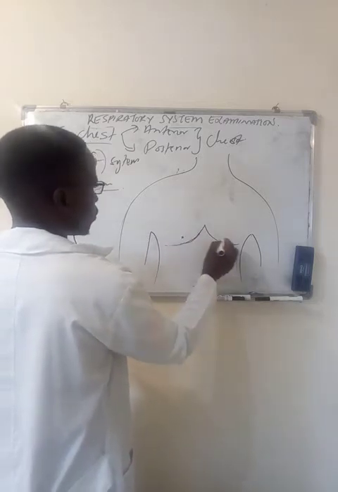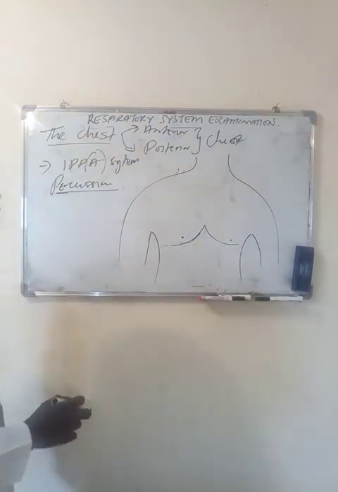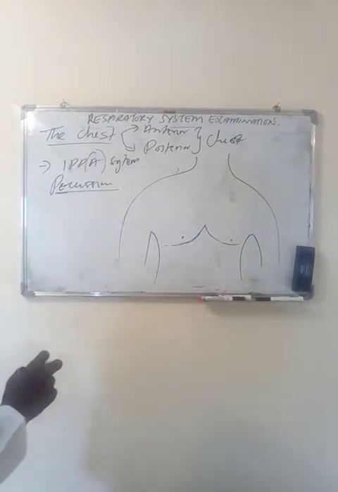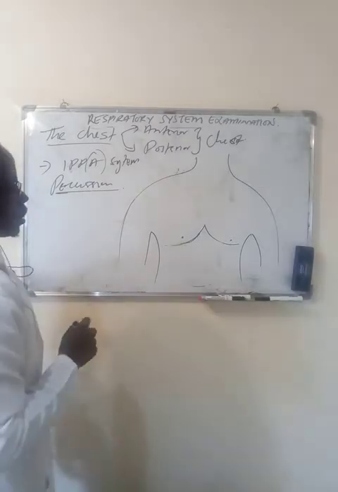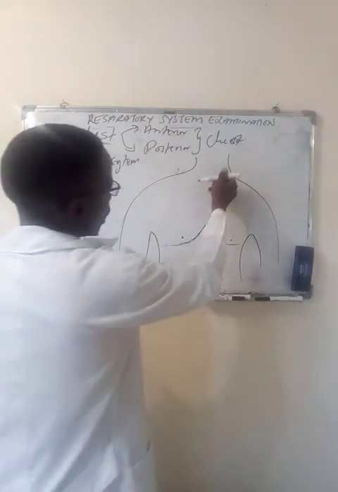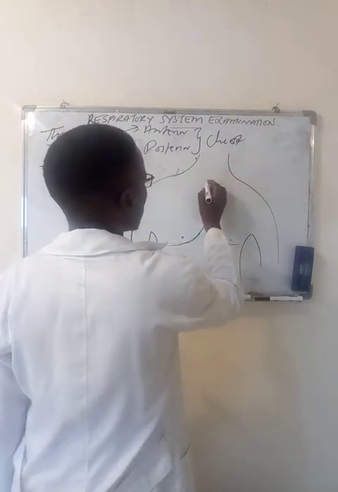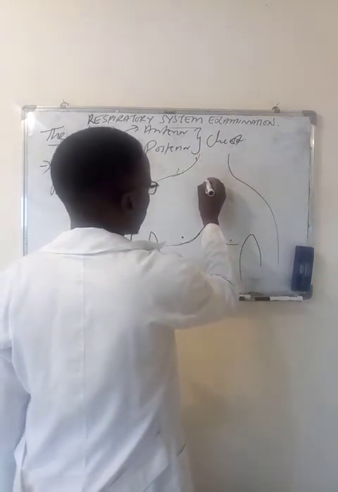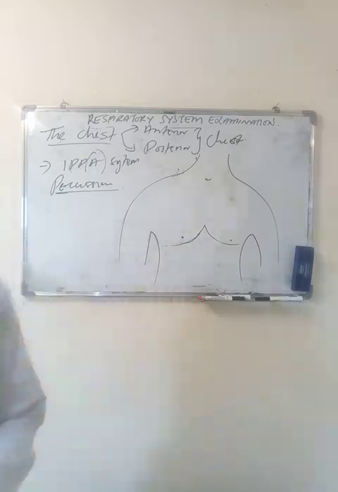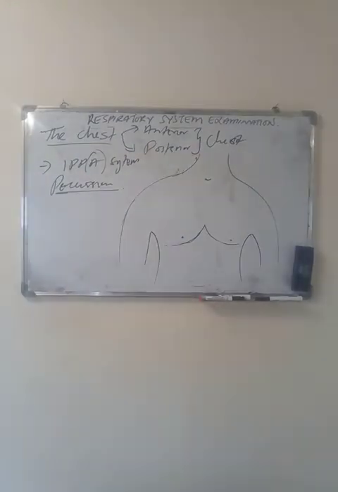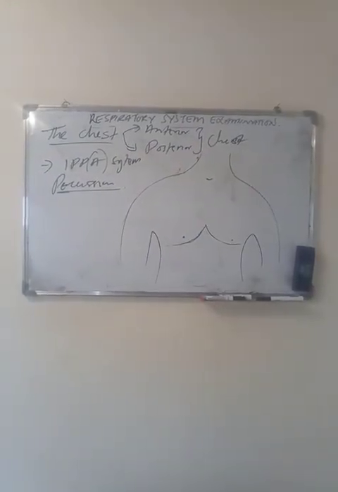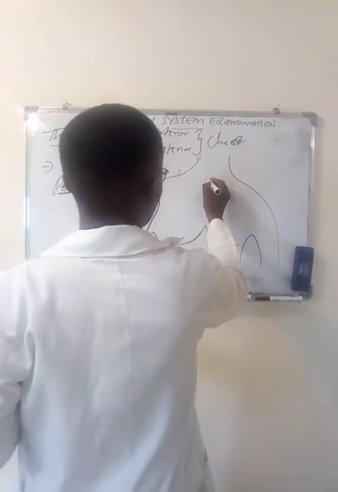You have the nipple somewhere there like that. Okay, so now what we understand is that as you are coming down from the trachea, we have the sternal notch. So you have the sternal notch there, right? You have the sternal notch.